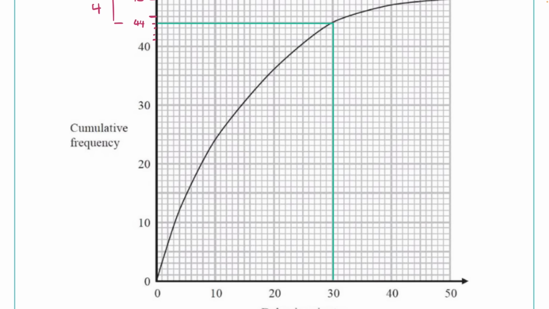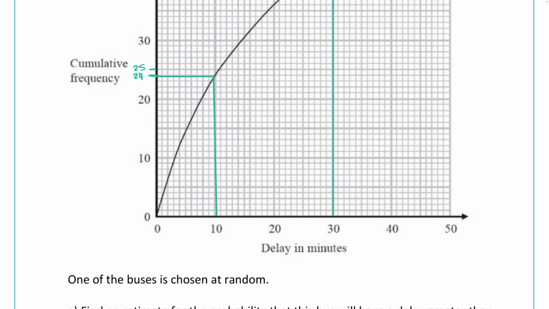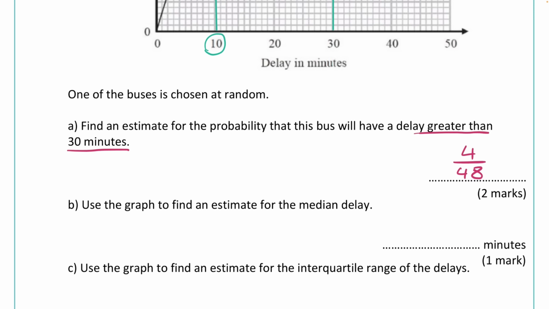We do have to go along from 24 here. That's 24, it's 25 just above. I'm going to label both, make it really clear there that I'm going across from 24. I'm going to go across, I'm going to go down, looks like it lands on a nice number. And it lands on 10. So there we go, there is my median. My median is 10. And I've shown that nice and clearly on the graph.